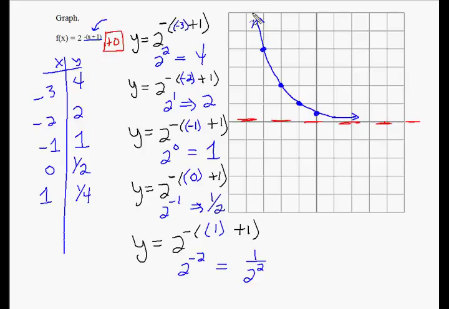Domain is all real numbers. And range, well, it goes really high, but we start with our low number first, and it doesn't quite get to 0. So our range is open parenthesis 0, comma, infinity, end of parenthesis.